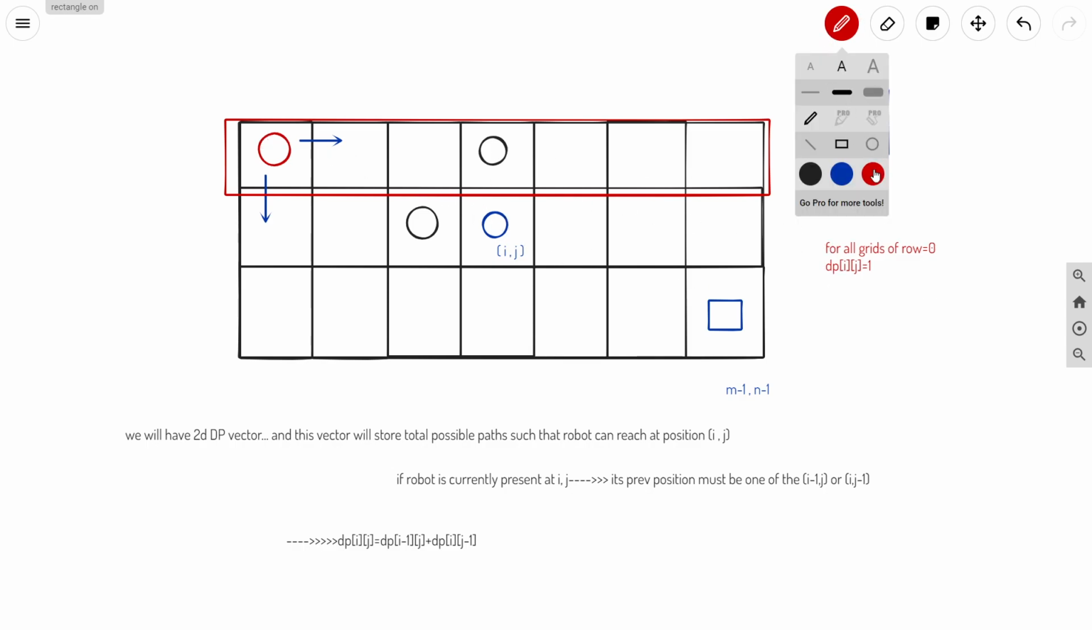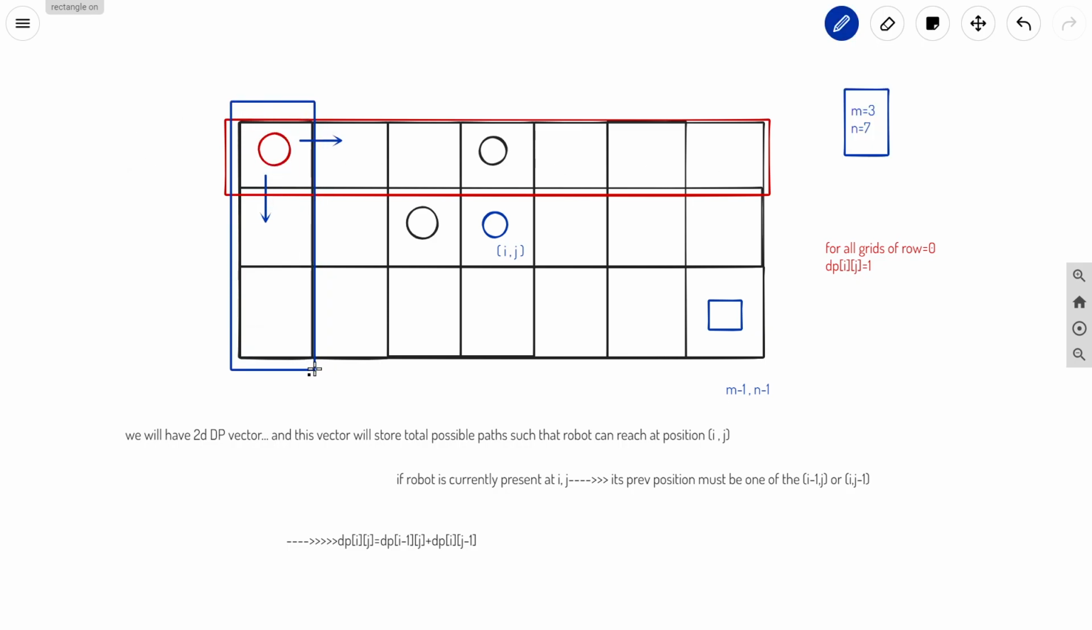And similarly, talking about all the rows of column equal to 0, all the grids of this particular column, the robot can reach any of the grids by moving downward. So again I will write here, for all grids of column equal to 0, dp of i comma j will be 1. So these are the base cases here, and using these base cases we will try to find out dp of i j, and we will just return dp of m minus 1 comma n minus 1. So let us try to code this question.